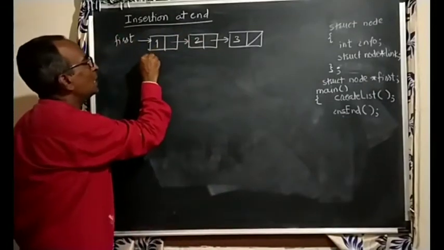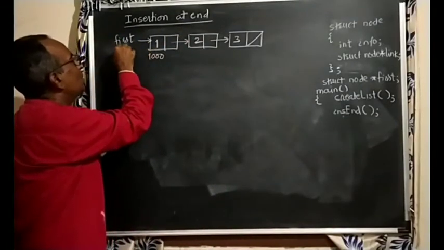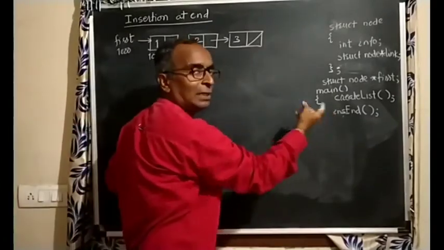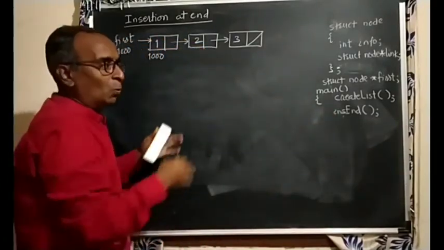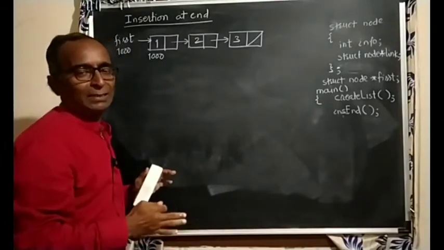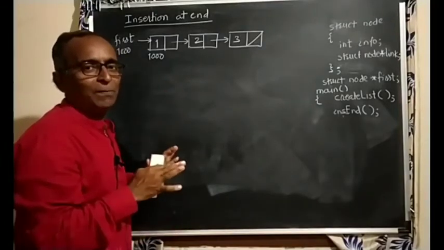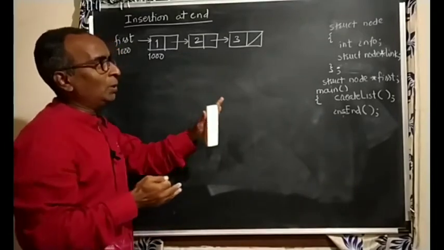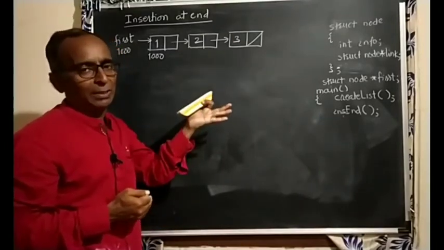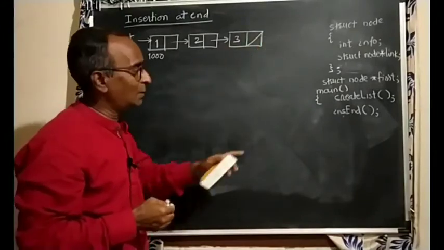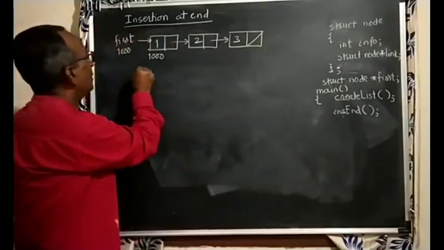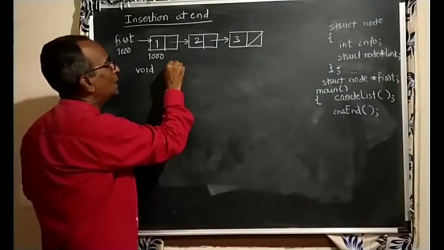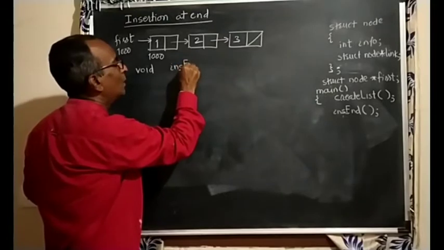What is this node's address? Suppose 1000. 1000 will be in this global variable. Now this is accessible in insert end also. So what will be the signature in this case? Insert end is not returning anything, because you are only setting the first node's address, though you are inserting at last. So the signature will be void, then insert at end.